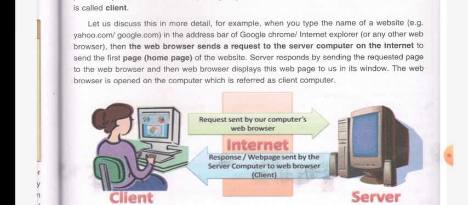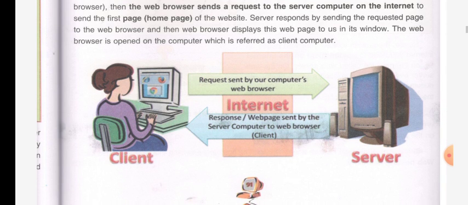These commands are given by us on the internet. We are the users, we give the commands on the internet, and the result or output of these commands is provided by the server to the computer giving these commands over the internet, and this computer is called the client. One more term we have: what is a client computer? The web browser is open on the computer we as users are using, and that computer is referred to as the client computer.